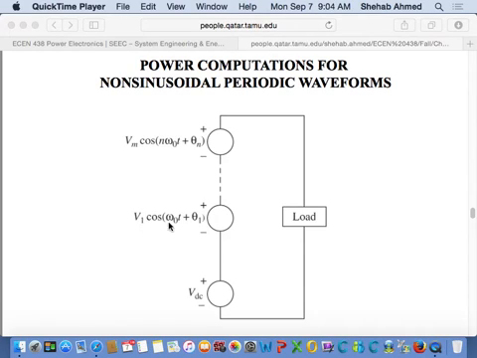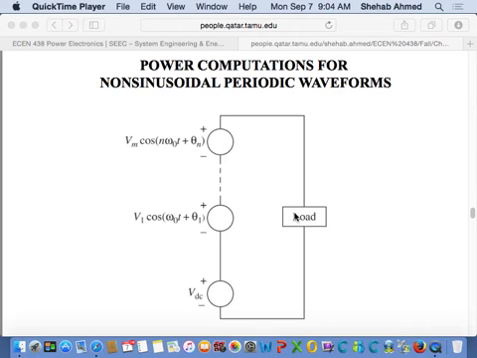Divided by, if you want to find the current, if this is a resistor R, then the current corresponding to this source is V1 divided by square root of 2, that's the RMS value, divided by the resistance. Right? So RMS value divided by resistance. So you can find the current contribution from each of those. If you find the current contribution from each of those, you find the full current.